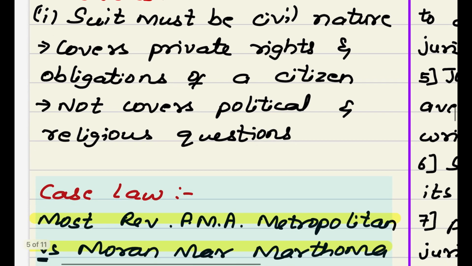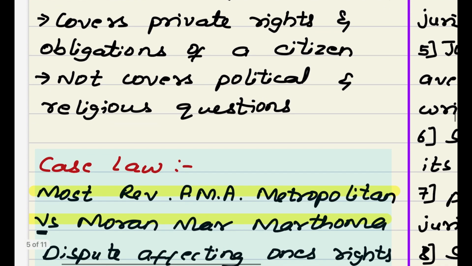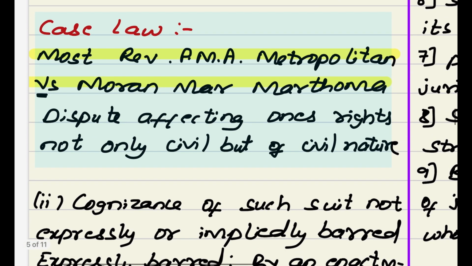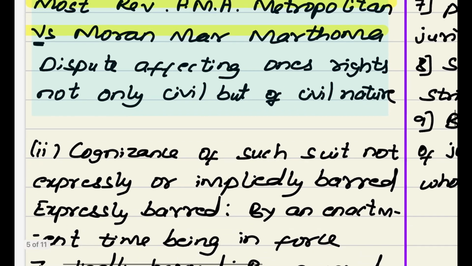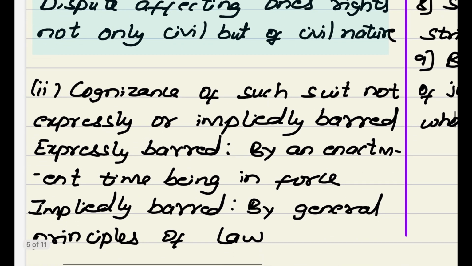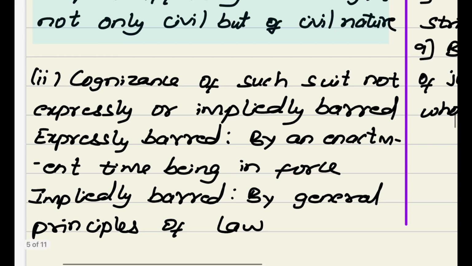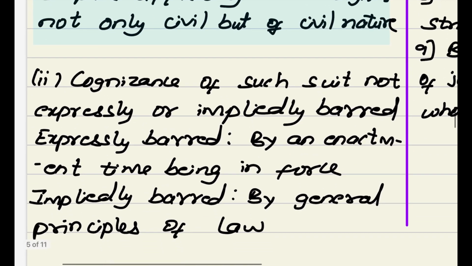So civil nature means that it covers the private right of a citizen but does not cover political and religious questions. Case law. Most Rev. P.M.A. Metropolitan versus Moran Mar Marthoma. In this case it was held that a dispute affecting one's rights is not only of civil but of civil nature. The next condition is that cognizance of such suit should not be expressly or impliedly barred. Expressly barred means by an enactment for the time being in force, and impliedly barred means by general principles of law. So this is Section 9, jurisdiction.